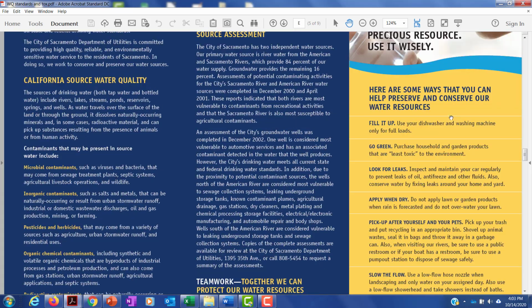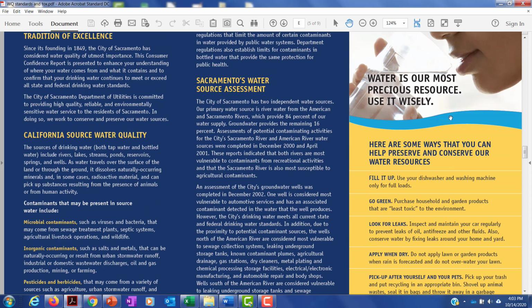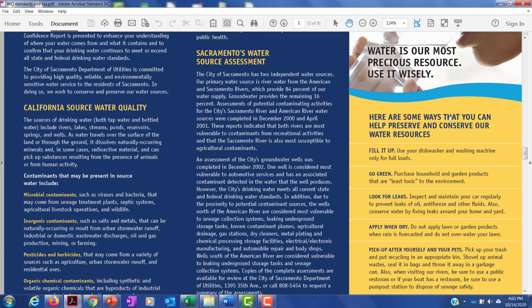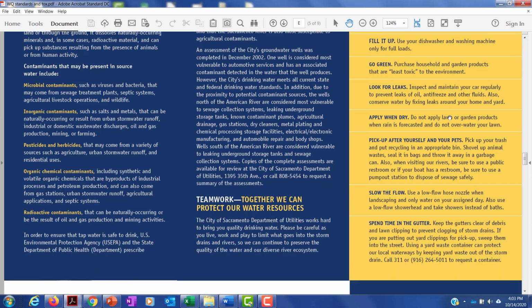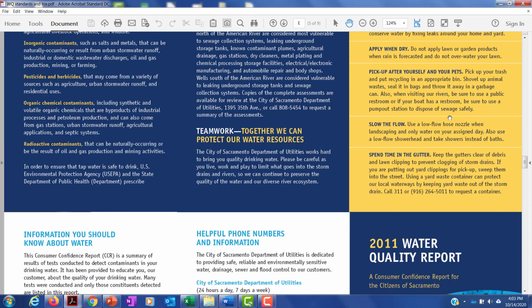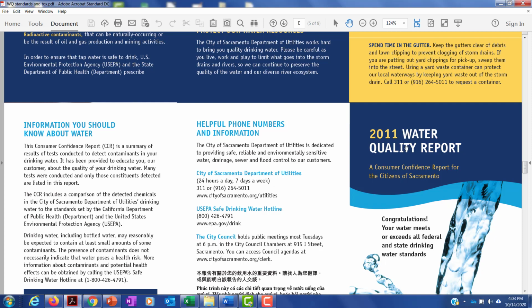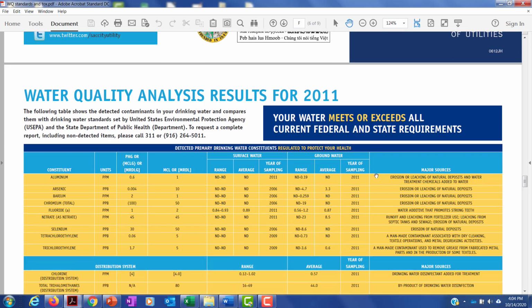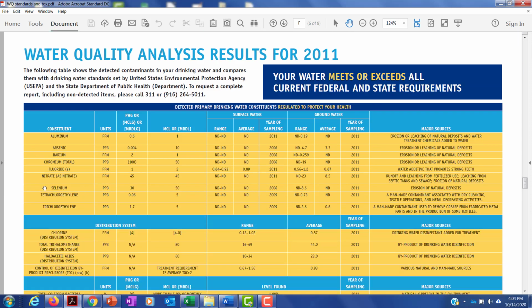Okay, one thing that came out of the Safe Drinking Water Act is a requirement that if you're a water provider, you need to present to your constituents, at least annually, a consumer confidence report. They call it a water quality report. This is the one for Sacramento. And in it, you'll find quite a bit of interesting information. They have the constituents, they give you the unit, they give you the public health goal or the maximum contaminant level goal.